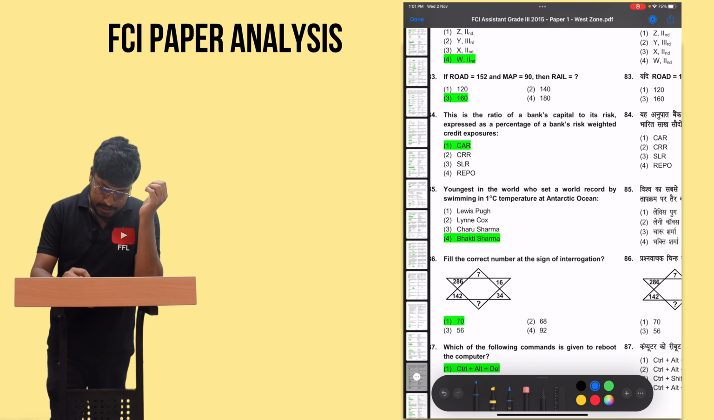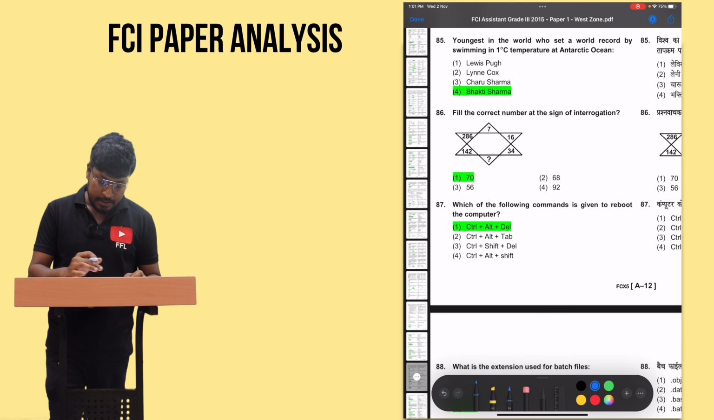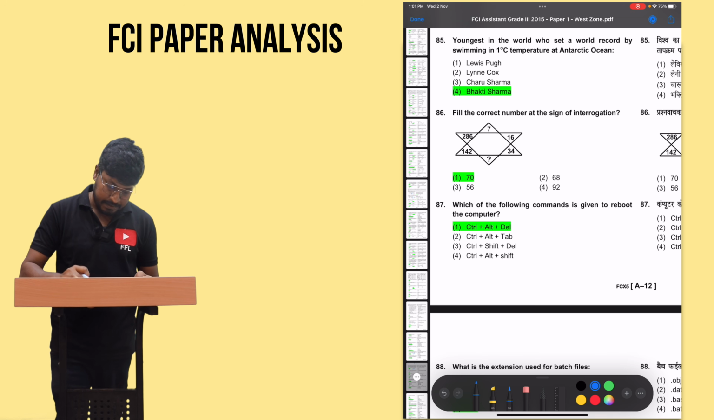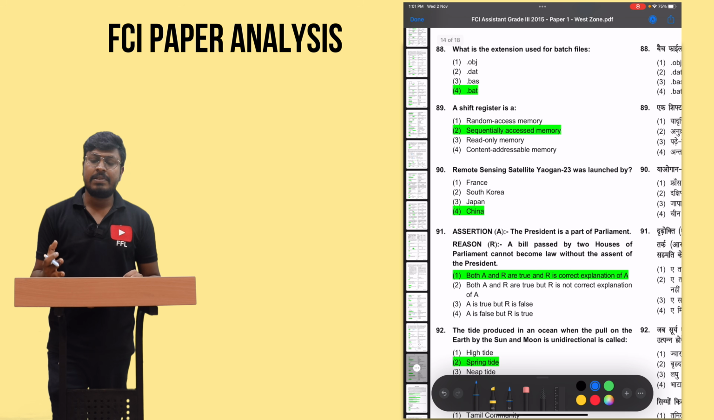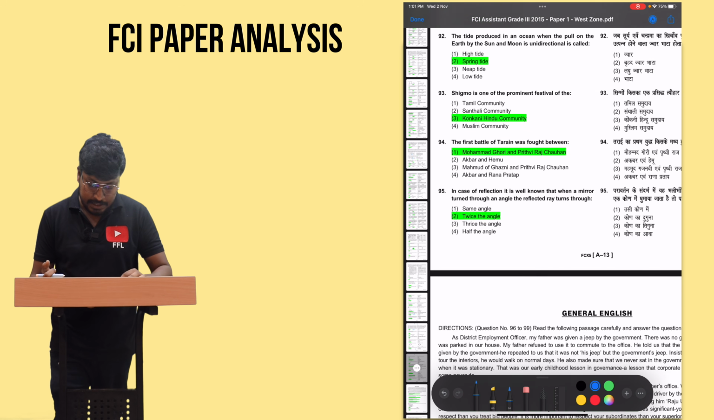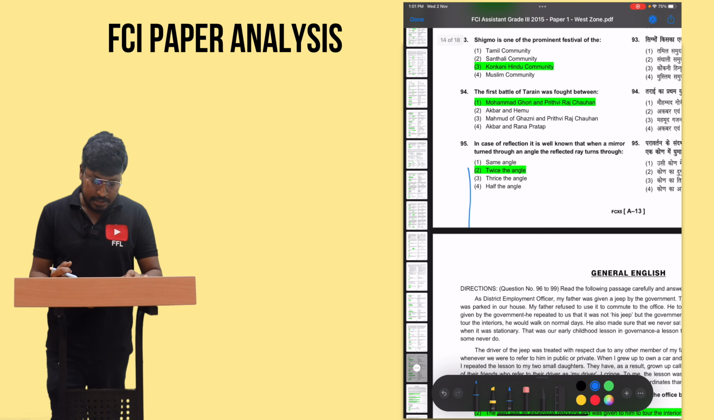Find the correct number at the sign of integration. So we need to find the missing number. Which of the following commands is used to reboot the computer? See, all these are easy. When you know the basics of computers, you can score 5 to 6 marks easily. Inside general science you will get all these. I don't know about general English, but I think it's okay.